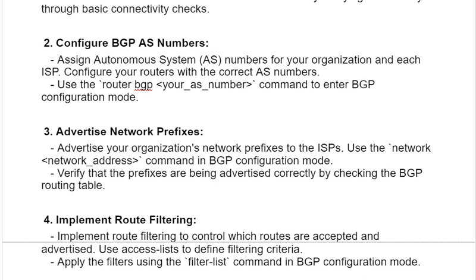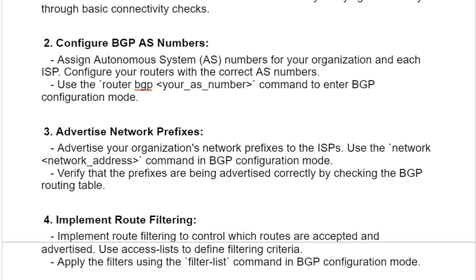Third solution: advertise network prefixes. Advertise your organization's network prefixes to the ISPs. Use the network address command in BGP configuration mode. Verify the prefixes are being advertised correctly by checking the BGP routing table.